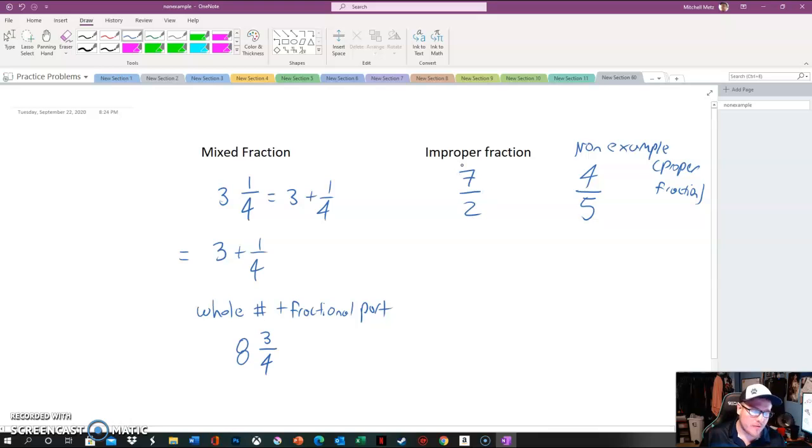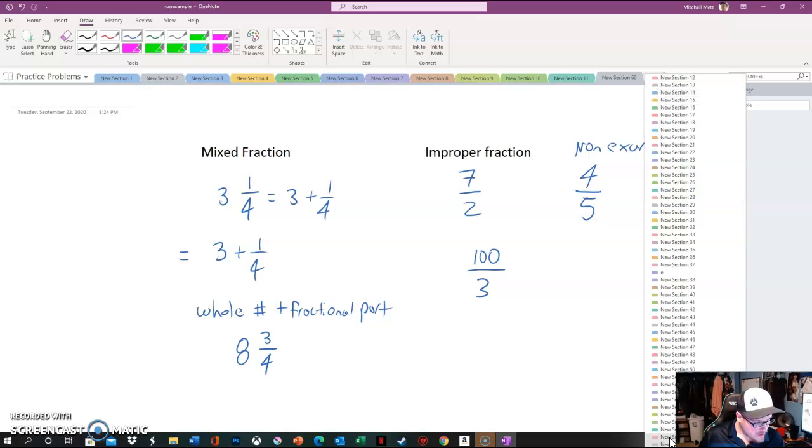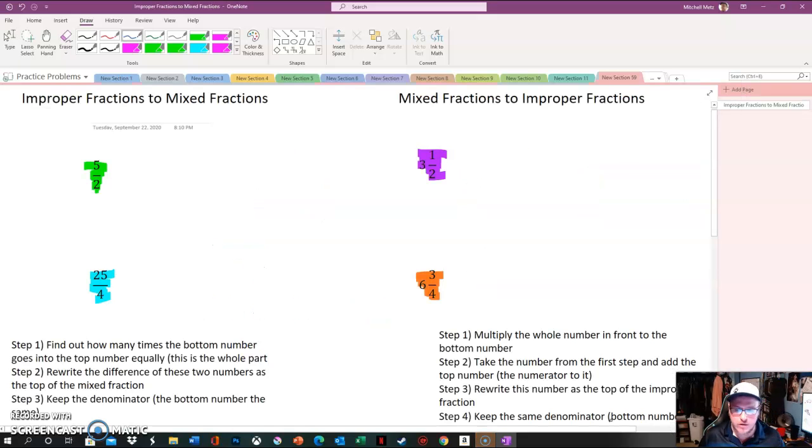So let's give you another example of what an improper fraction is. Another example would be 100/3. This is another example of an improper fraction. Again, the top number, the numerator, is greater than the denominator or the bottom number. So that's how you tell if it's an improper fraction, and that's how you tell if it's a mixed fraction. So now I'm going to show you how to convert between these two. We're going to do a few problems.